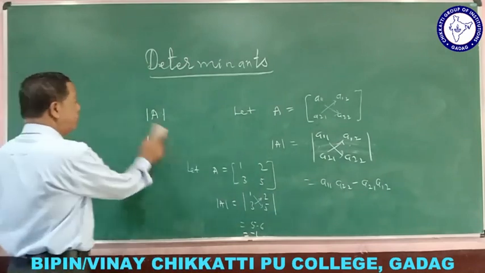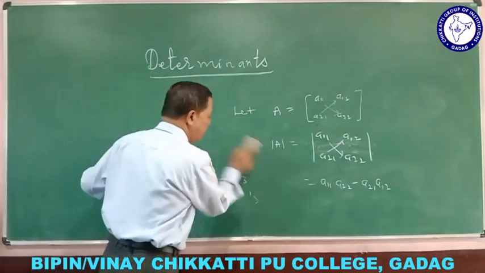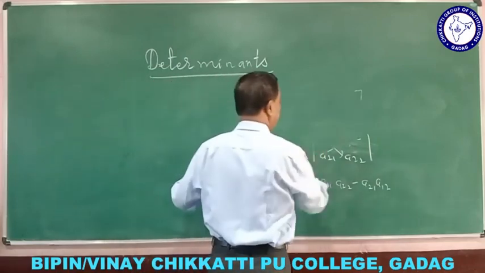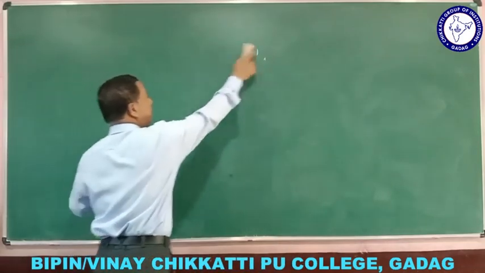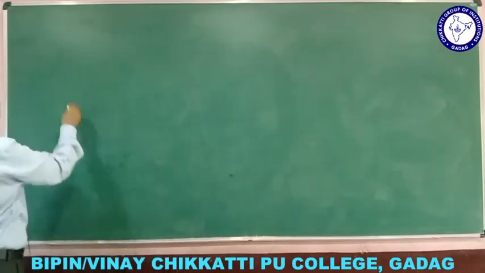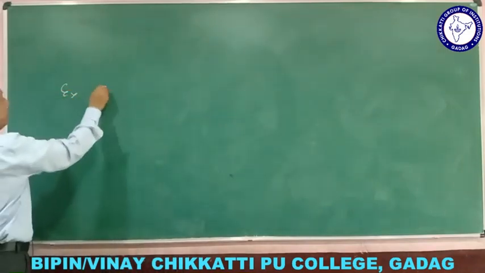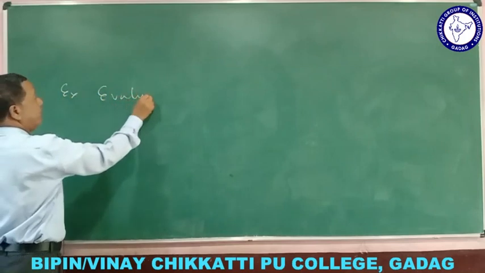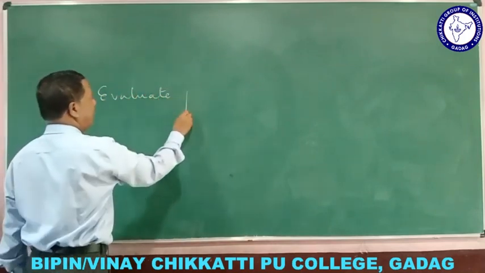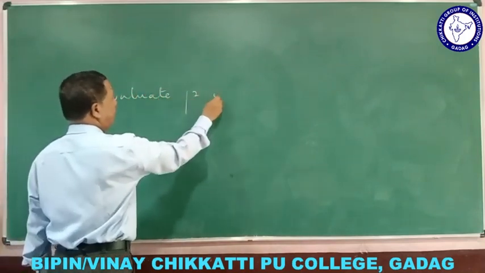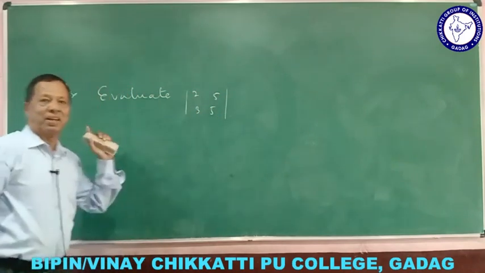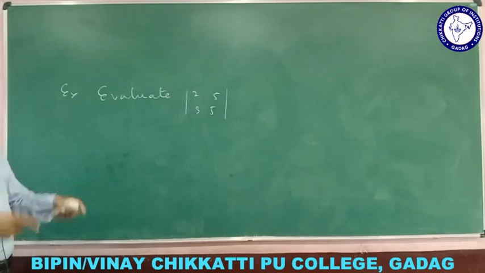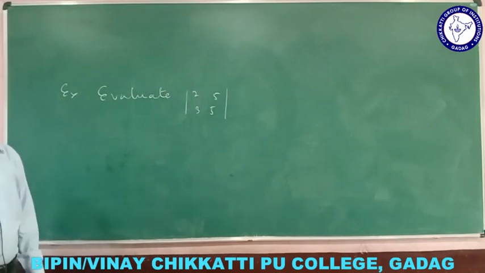The two problems I am taking are just to introduce the second order determinant. Here we go for problem number 1. Evaluate the determinant with rows 2, 5 and 3, 1. What is this? This is not a matrix. Whenever we write vertical lines, it is not called a matrix, it is a determinant.